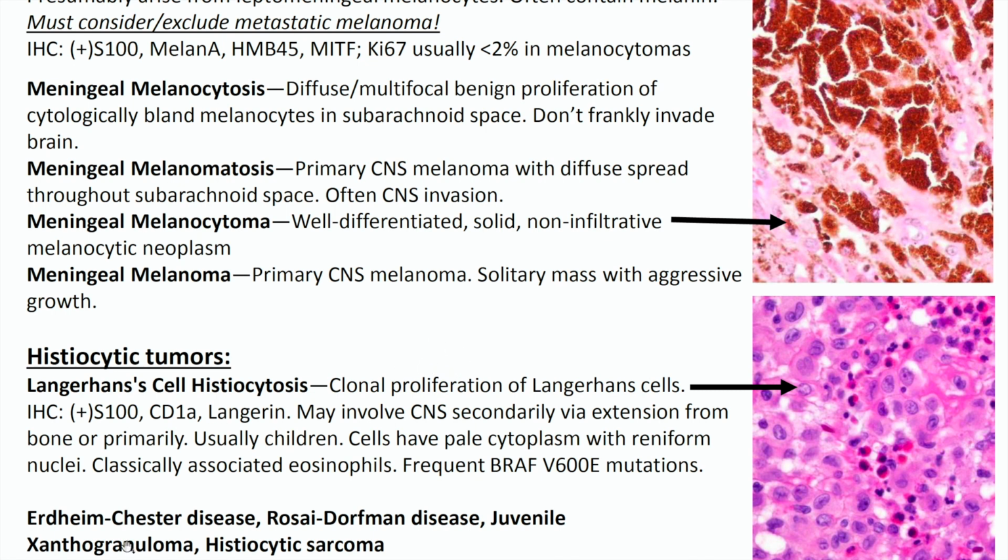So we have Erdheim-Chester disease, Rosai-Dorfman disease, juvenile xanthogranuloma, and histiocytic sarcoma.